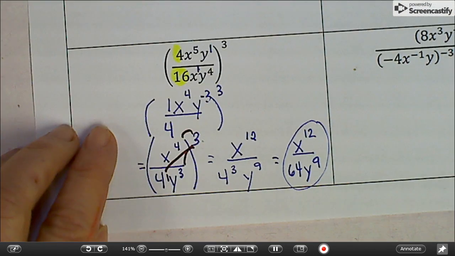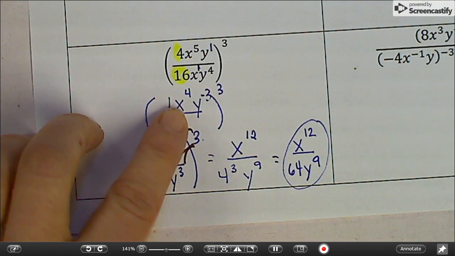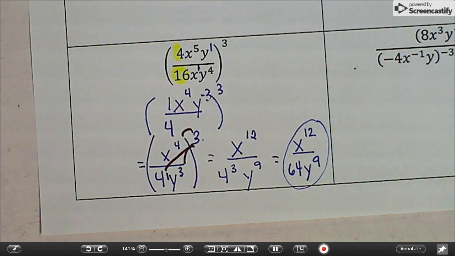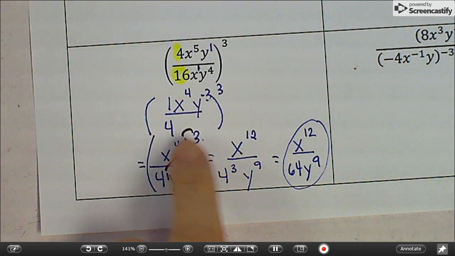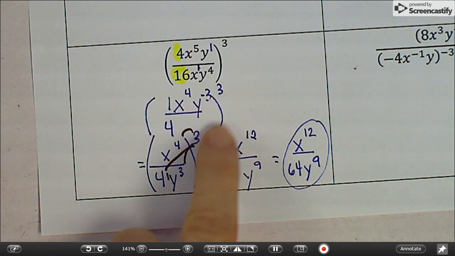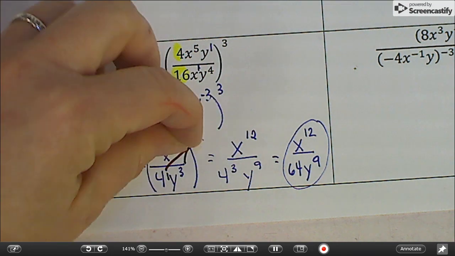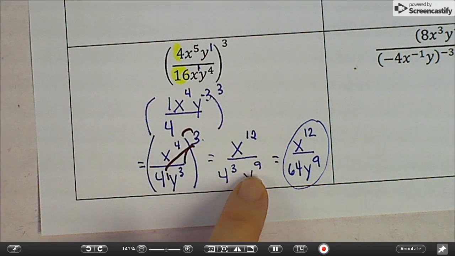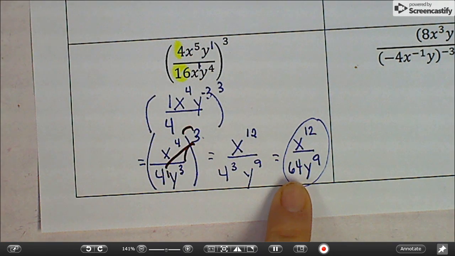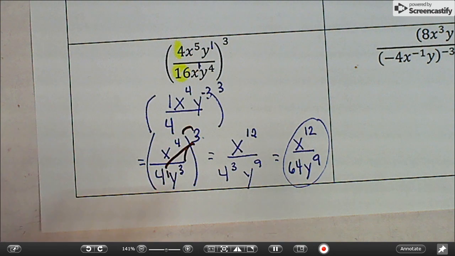This is a lot of steps. First, we use the dividing rule, divide the coefficients, subtract the exponents. Then we use the negative exponent rule to move negative 3 to the bottom. Then we use power to multiply the exponents. And then just simplification to simplify to 64.